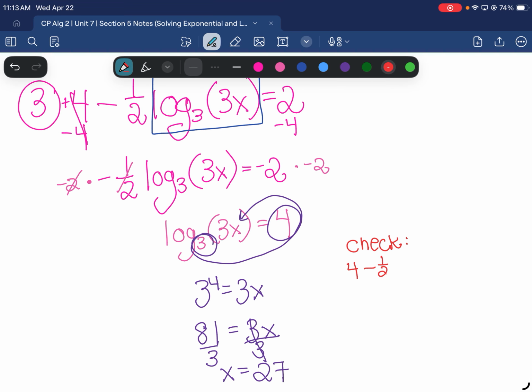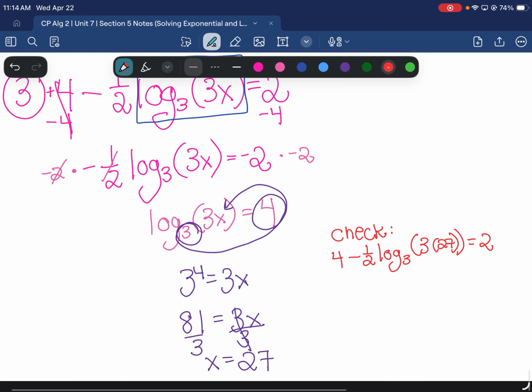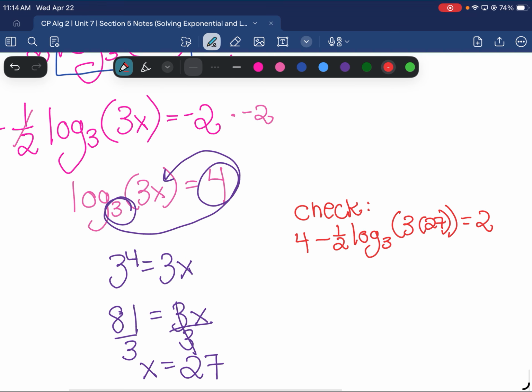So 4 minus 1/2 times the log base 3 of 3 times 27 equals 2. That's a lot. If you evaluate this log, like if you put this part only in your calculator, what is log base 3 of 81?